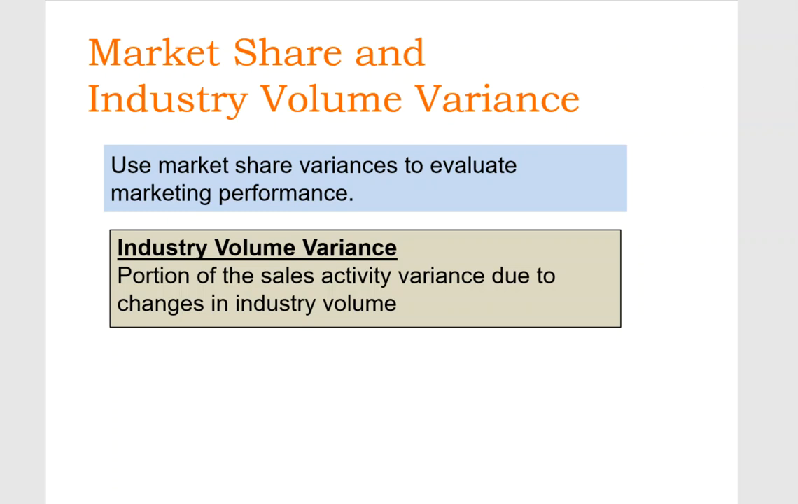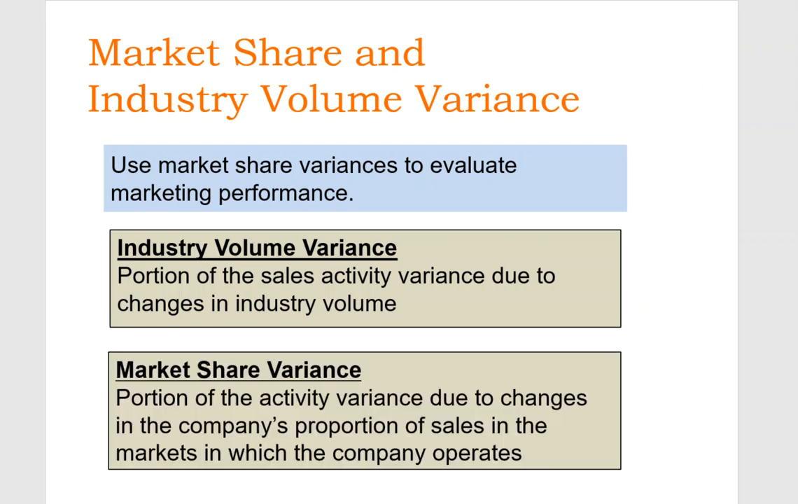With the COVID-19 epidemic, sales at restaurants have been declining, while the volume of sales for toilet paper and disinfectants has been rising significantly. The industry volume variance will isolate the change in our sales activity related to overall changes in industry activity. Then the other portion of our sales activity variance is due to our market share variance. It's due to changes in the company's proportion of sales in those markets in which we operate. In other words, has our share of that industry volume gone up or gone down?